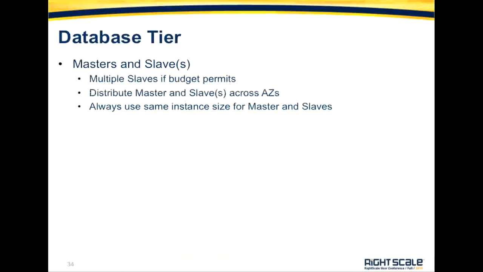So let's go through and talk about a few options here. The first one, the classic one a lot of our customers use, is master and slave, or slaves if budget permits. Multiple slaves are always recommended if budget permits, again to increase reliability and availability, okay? Distribute them across availability zones in case there's some catastrophic event in a particular AZ. And always use the same instance size for masters and slaves.